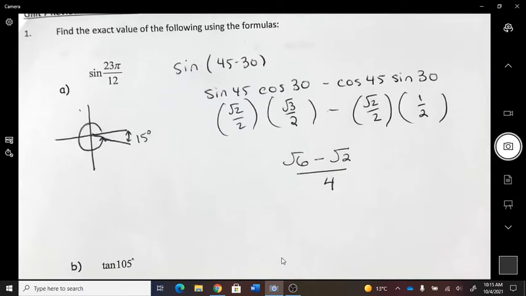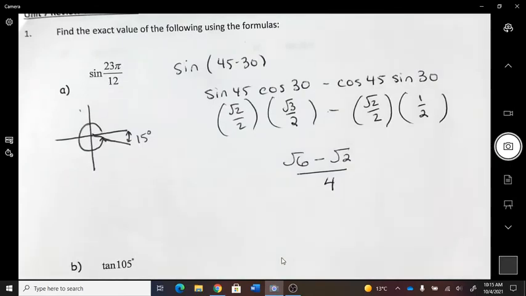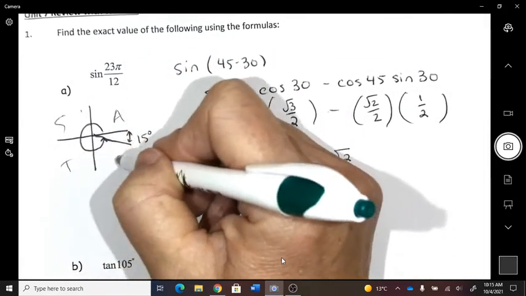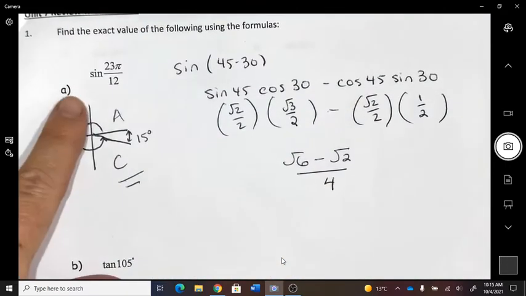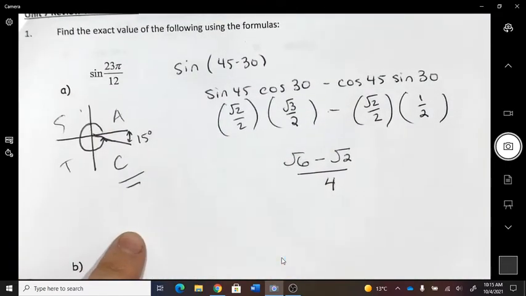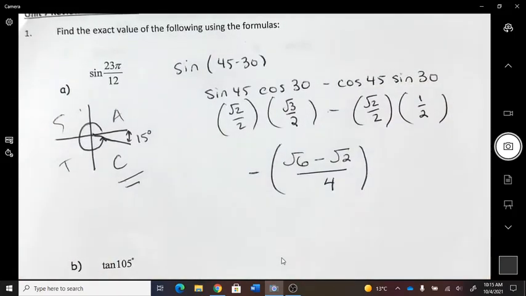Okay, we need to talk about the ASTC quadrant. What do we got here? ASTC. What do we know in this quadrant? We're dealing with sine. So sine is going to be negative. Now we're done. Okay, make sure you look at that asterisk at the end though.